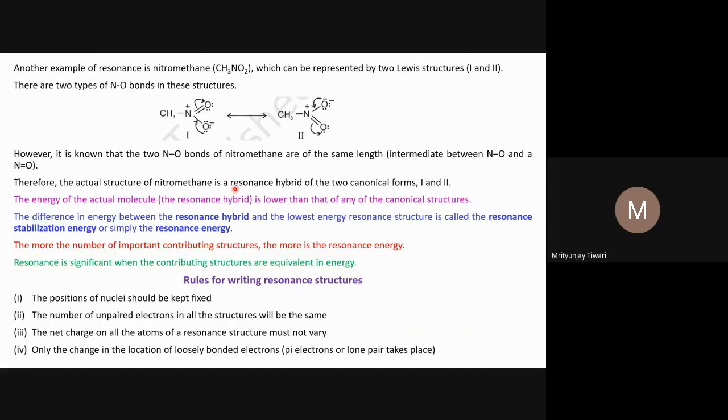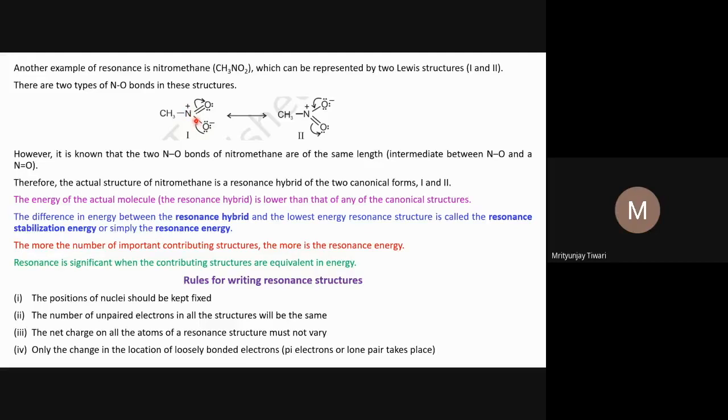Another example of resonance is nitromethane. This is nitromethane, CH3NO2, and the structure of nitromethane we can write as CH3N plus, double bond O, and single bond O minus. Why could this be a coordinate bond? Usually we write it as N plus and O minus, and this is because the nitrogen lone pair is considered to be delocalized to this position.